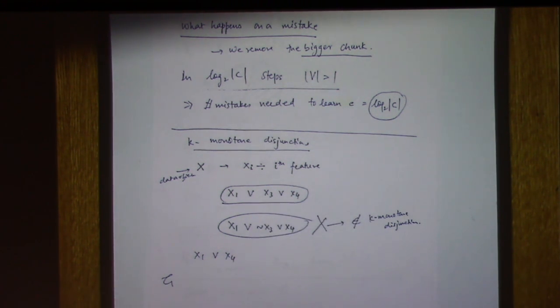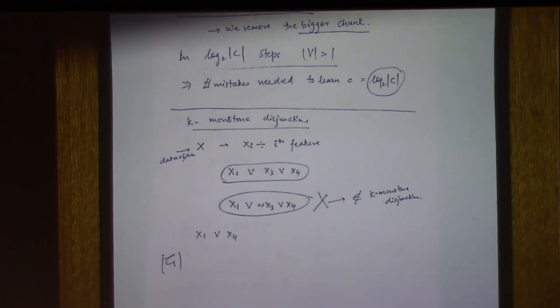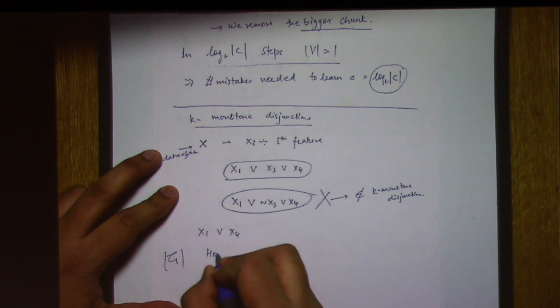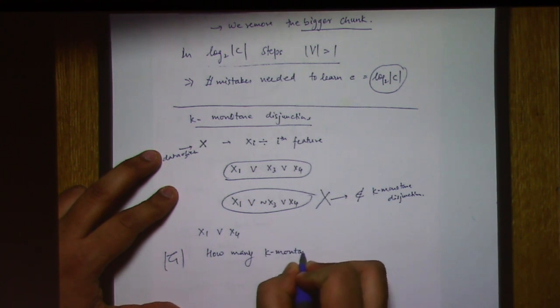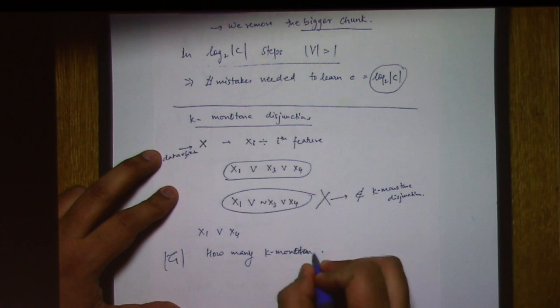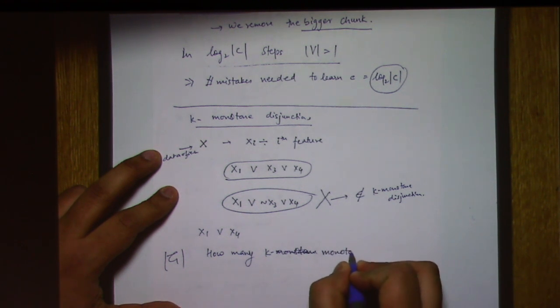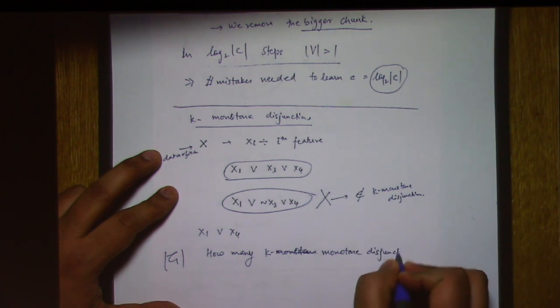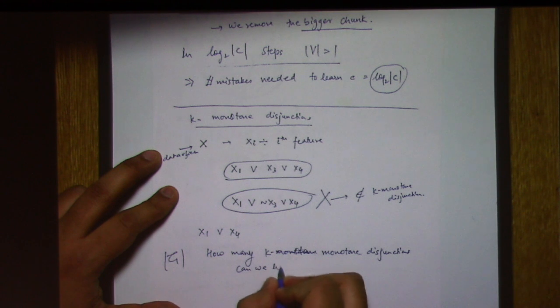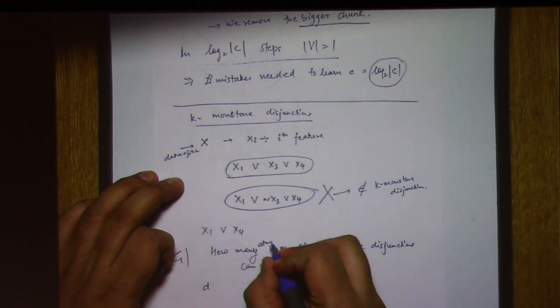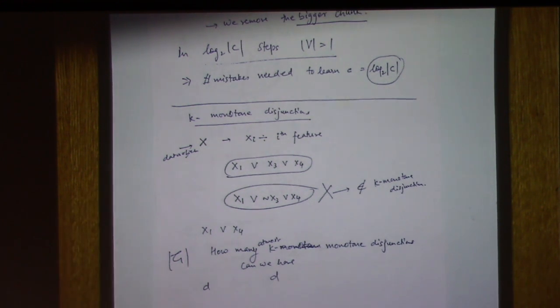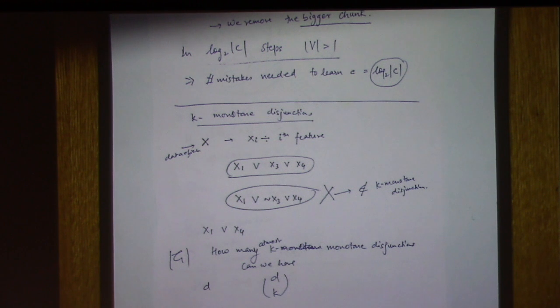So the first question you want to ask is, what is the size of C? How many k-monotone disjunctions can you have, right? The answer to that is done using combinatorics. Let's say we have D features in total, and you can have at most k. So let's first look at the simple example of when you have exactly k. How many exactly-k monotone disjunctions can we have? You can choose k from D in D choose k ways, right?